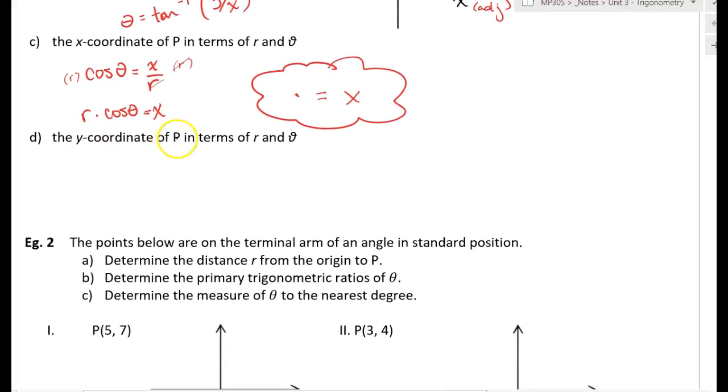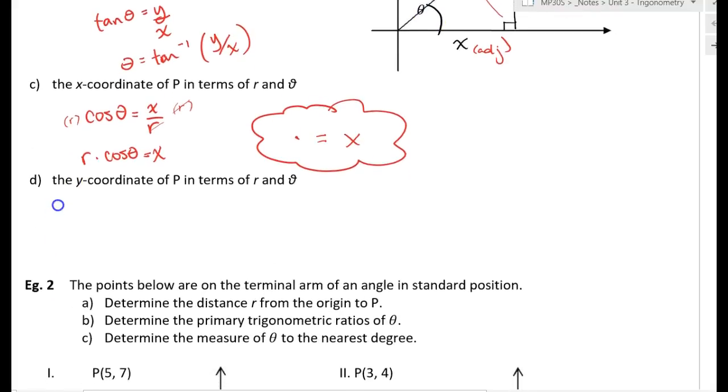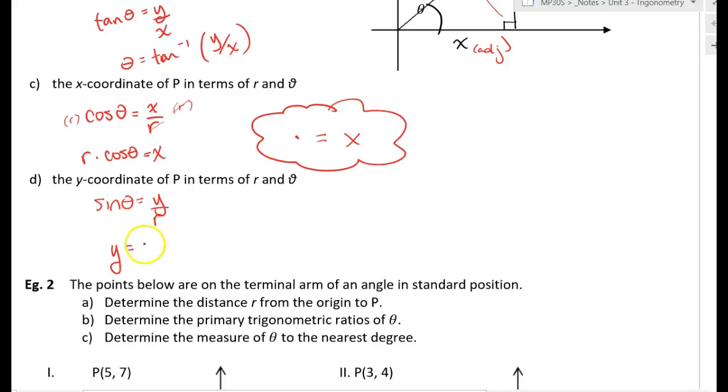My y-coordinate in terms of r and theta, I'm going to go back and do the same idea. So y is my opposite, r is my hypotenuse, theta, opposite, hypotenuse is sine. But again, I want to get y by itself. So y equals r times sine theta.